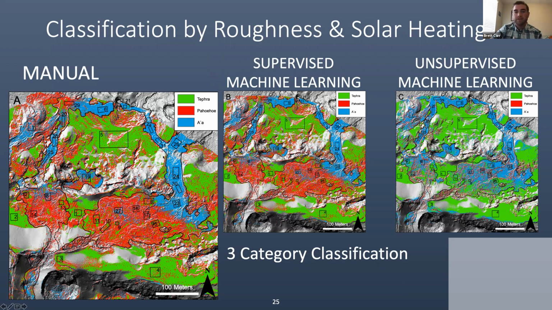And so looking at the classification results, on the left, the big map is the 3-category manual classification. Comparing to the ground truth that I explained a few slides ago, you can again see it does identify the tephra areas pretty well. We have Pohoihoi located near the vents, and then transitioning to A'a lava downflow. And the A'a lava is very well identified, with very little misclassification in that area.